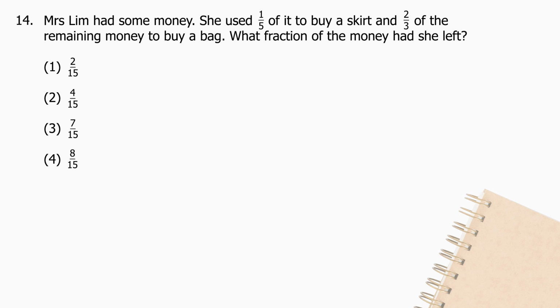Question 14. Mrs. Lim had some money. She used 1/5 of it to buy a skirt and 2/3 of the remaining money to buy a bag. What fraction of the money had she left?